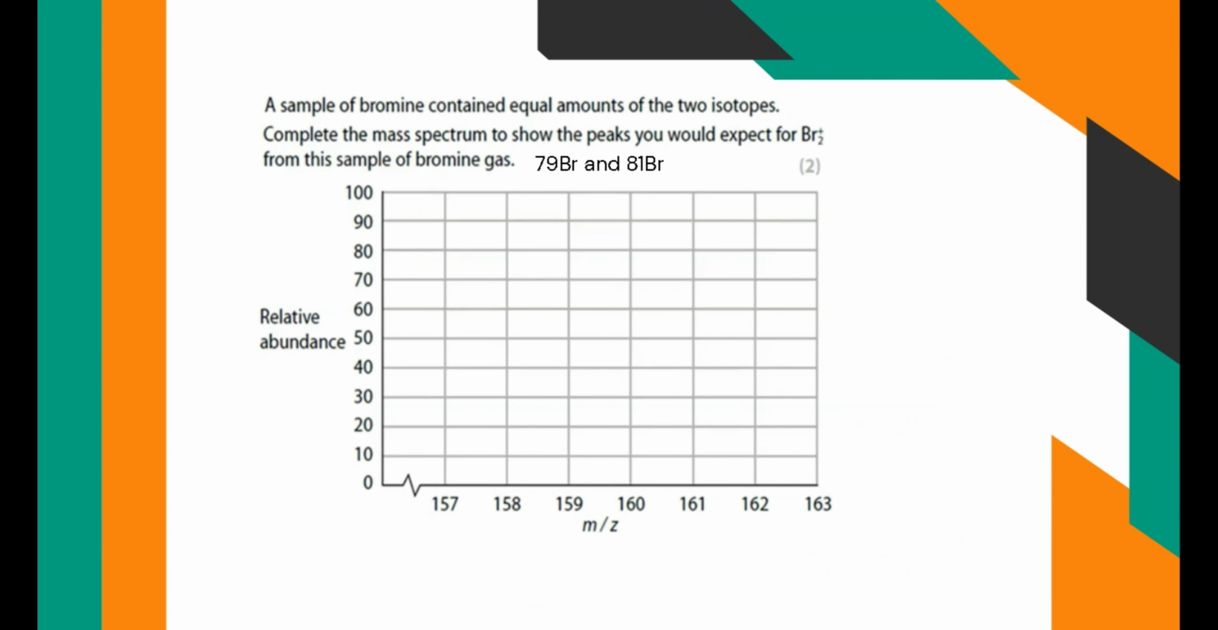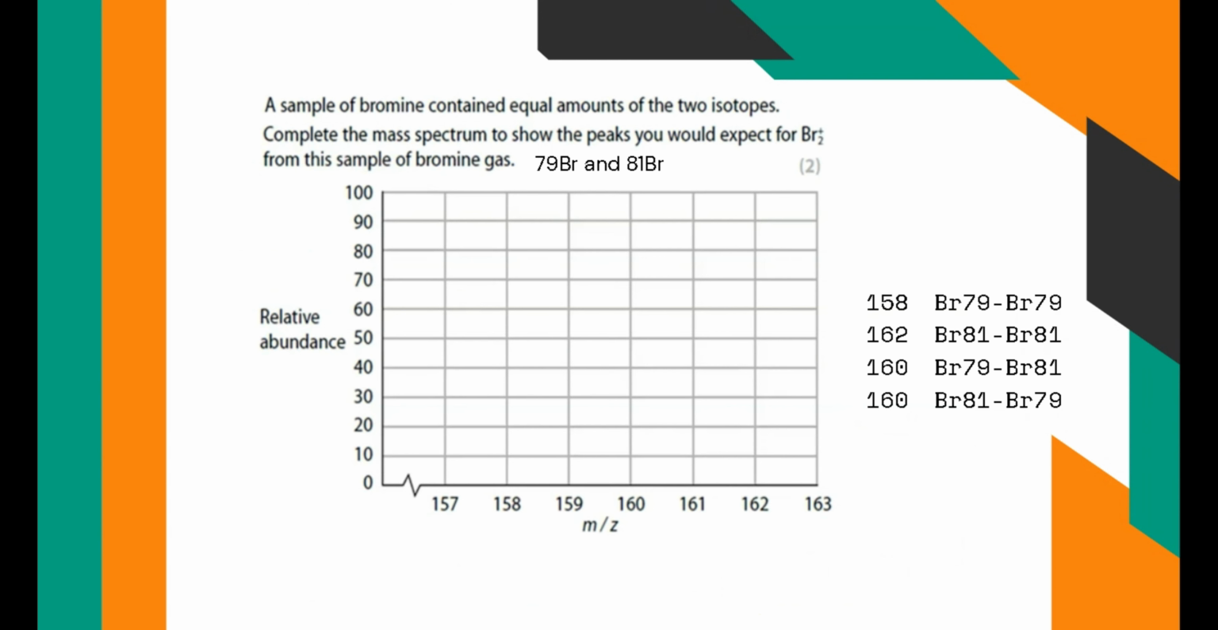A sample of bromine contains equal amounts of the 2 isotopes. Complete the mass spectrum to show the peaks you would expect for Br2+ from this sample of bromine gas. So in the question they are asking for the peaks produced by the molecular ions, so no need for monoatomic peaks. So let's write out all possible molecular ions. A peak at 158 for Br79-Br79 with abundance of 50%. Then a peak at 162 for Br81-Br81 with an abundance of 50%. And a peak at 160 with twice the abundance because there are 2 combinations.